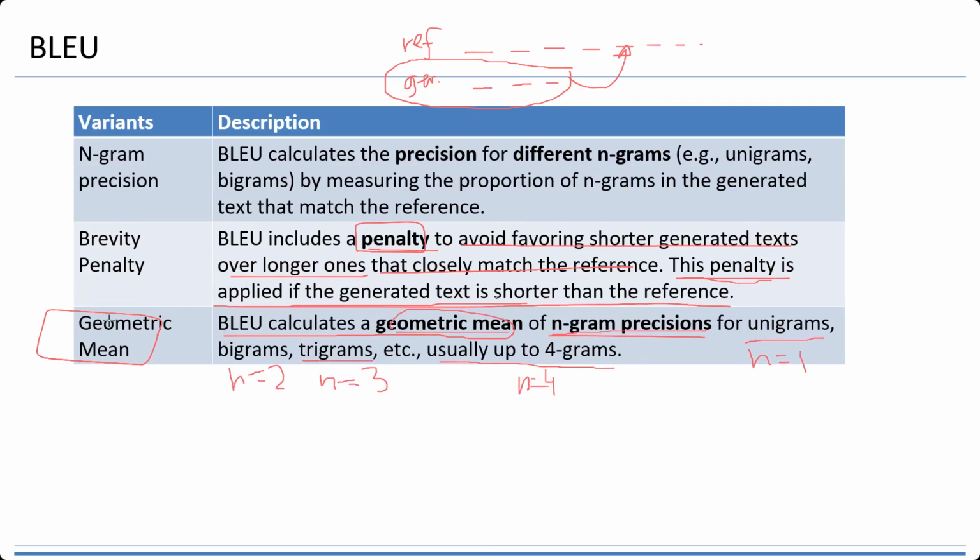And we will calculate the geometric mean. 1 plus 2 plus 3 plus 4, and we will divide by 4. So the precision of unigram, plus the precision of bigram, plus the precision of trigrams, plus the precision of 4-grams, and then we will add everything and divide by 4. Then we will get the value of the geometric mean for BLEU.